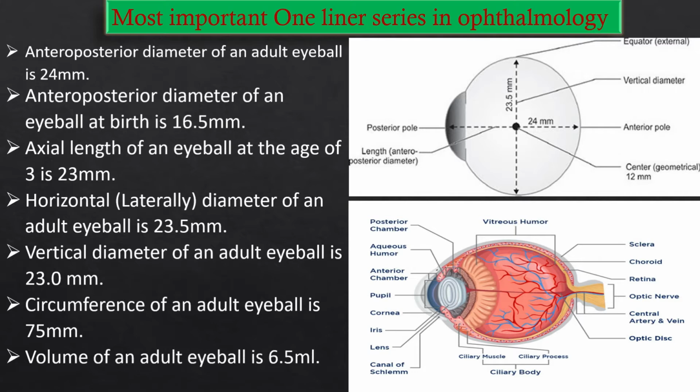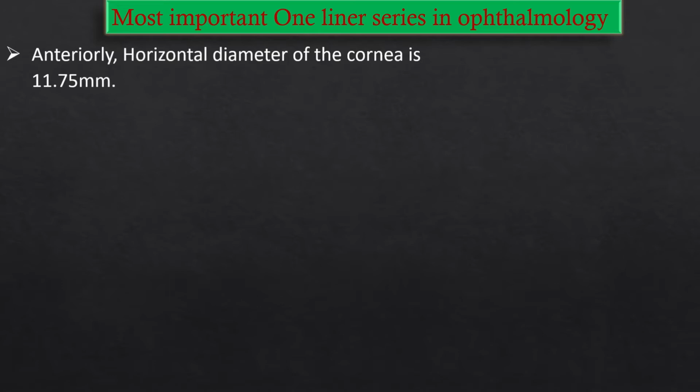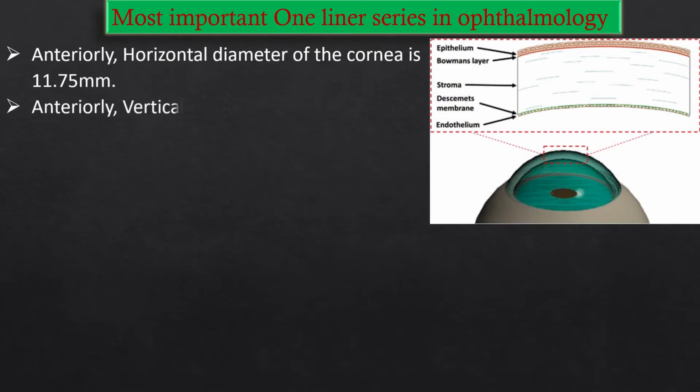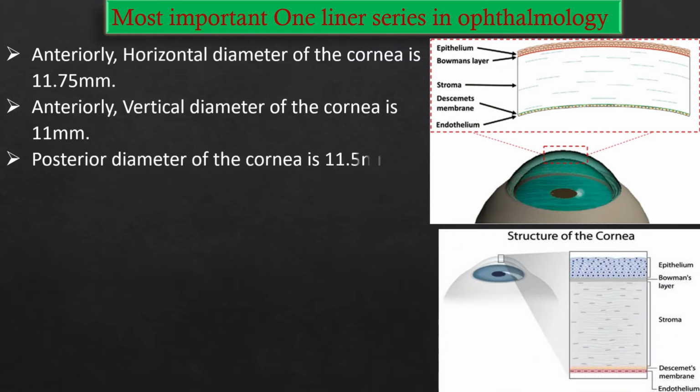Volume of an adult eyeball is 6.5 mm. Weight of an adult eyeball is 7 gram. Anteriorly, horizontal diameter of the cornea is 11.75 mm. Anteriorly, vertical diameter of the cornea is 11 mm. Posterior diameter of the cornea is 11.5 mm.